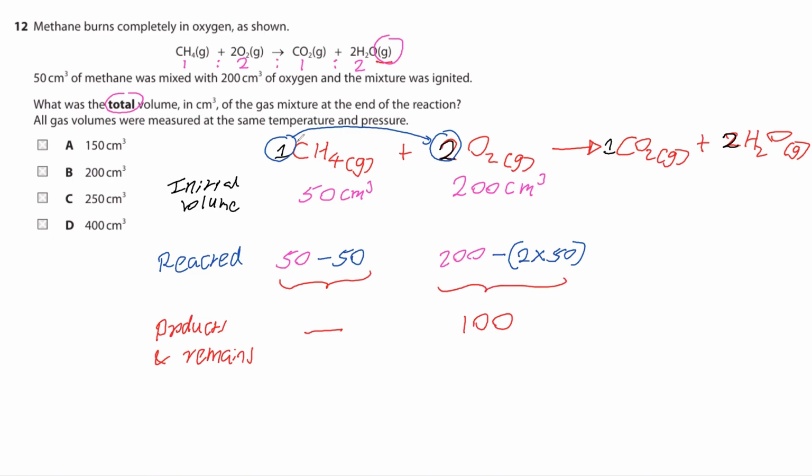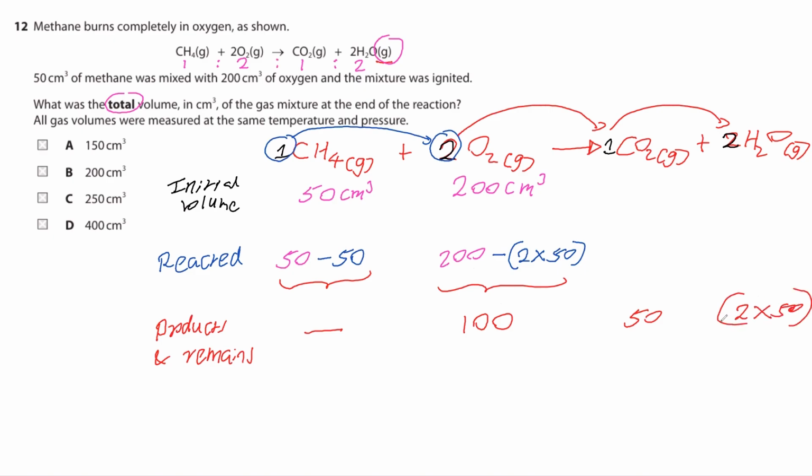So we know that their ratio is 1:2:1:2. So if 50 reacts with 100, you get here 50 because of 1:2:1. So 1 times 50 plus 2 times 50 here.